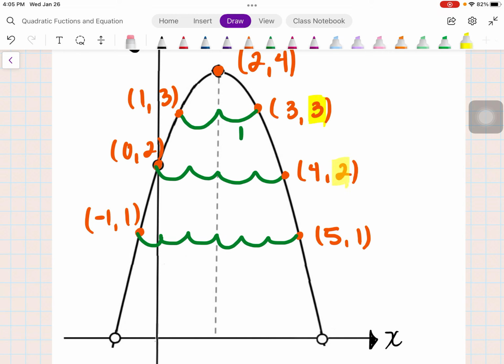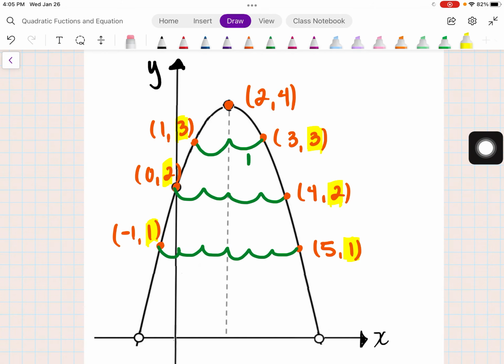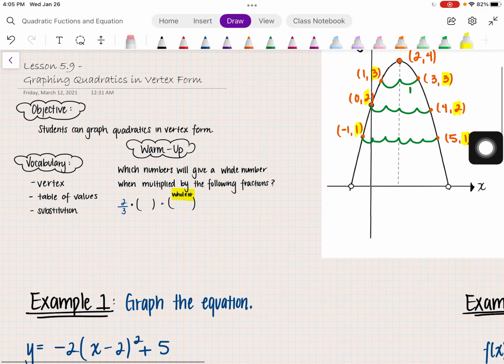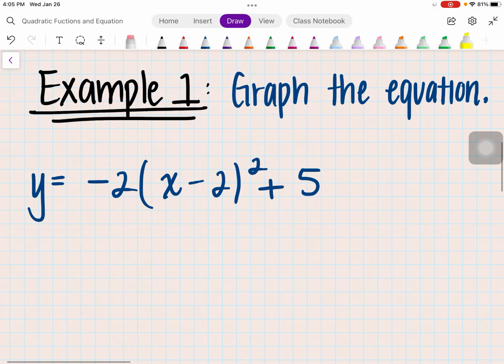Notice in this case, guys, that the y values on each side repeat. The only thing that's changing is x. And that's really based on the distance from the vertex each of these points are. So both of these are a distance 1 space away from the vertex. Both of these are 2 spaces away from the vertex, and both of these are 3 spaces away from the vertex. So let's go ahead and get started here with our example 1.